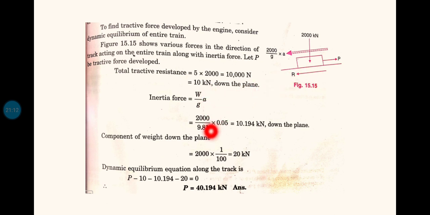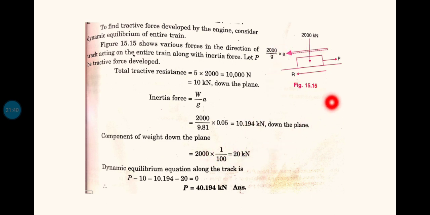Inertia force is W by G into A. W is 2000 kilonewton by G, into acceleration 0.05. So you got it as this much kilonewton. Now the component of the weight down the plane. So component of this 2000 along the plane, that is 2000 sin theta. As I told, sin theta is 1 by 100. Sin theta will be approximately equal to tan theta, that is equal to 1 by 100. So 2000 into 1 by 100, 20 kilonewton will be the component of the weight.